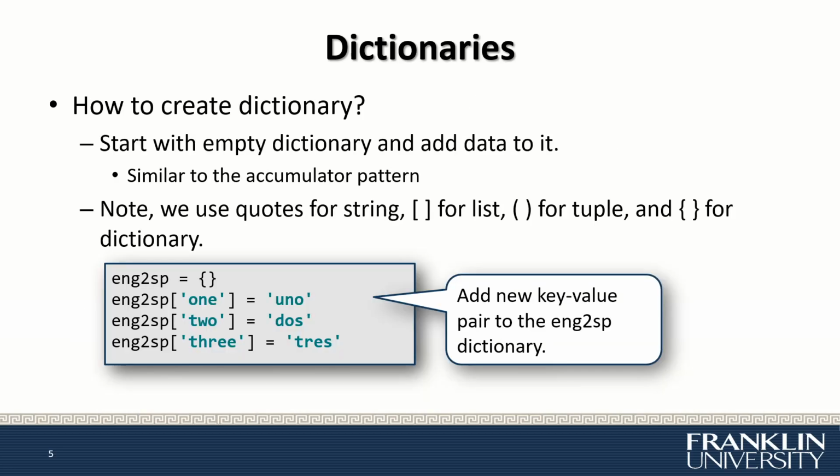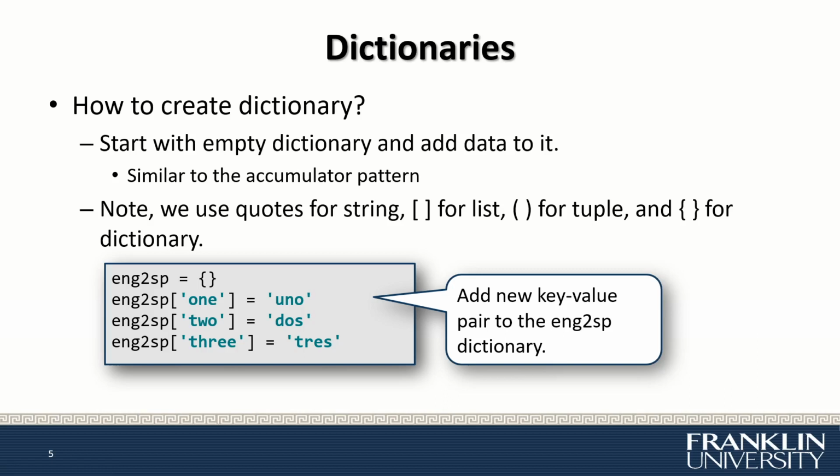So how do you create a dictionary? Well, you can start with an empty dictionary and add data to it. This is very similar to the accumulator pattern that you have studied in the past few weeks. Notice that we use quotes for string, square brackets for list, parentheses for tuple, and curly braces for dictionary. So I can create an empty dictionary and then add data to it.